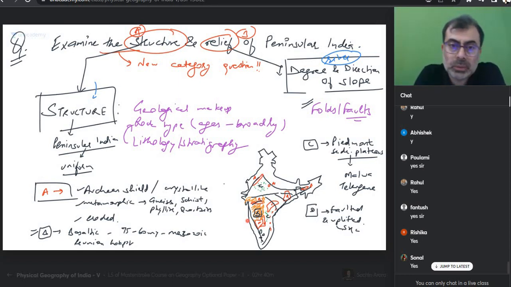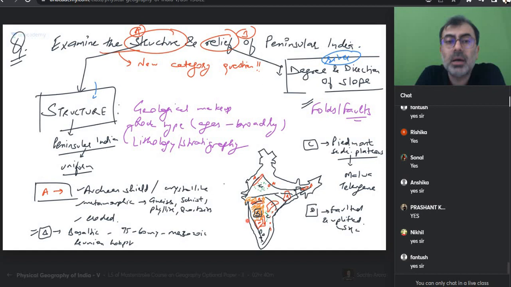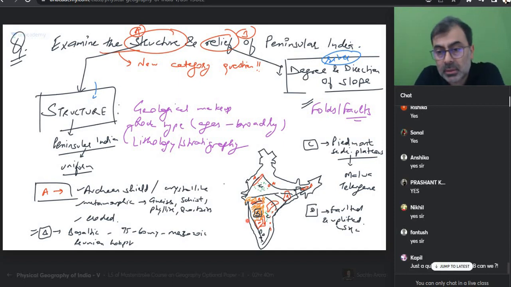Everyone okay? चलिए. Structure, did we understand? Can I say structure is not uniform? That means there are shields, there are platforms. They are of different age. So let's not say that they are uniform. So answer would be the geological makeup of India, Indian peninsula is quite complex. It is an outcome of a long geological evolution, many events. That's it.